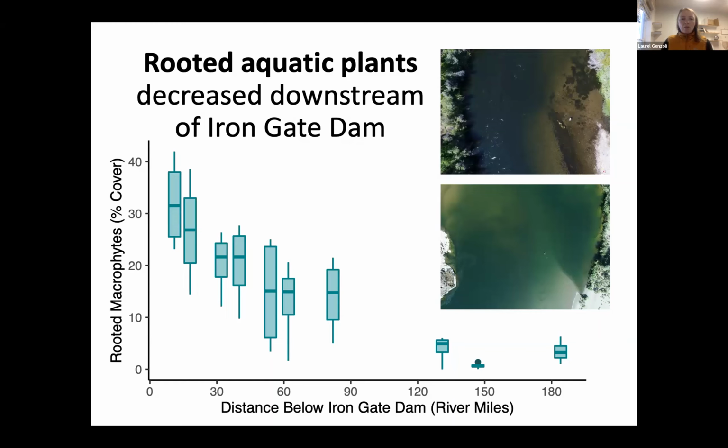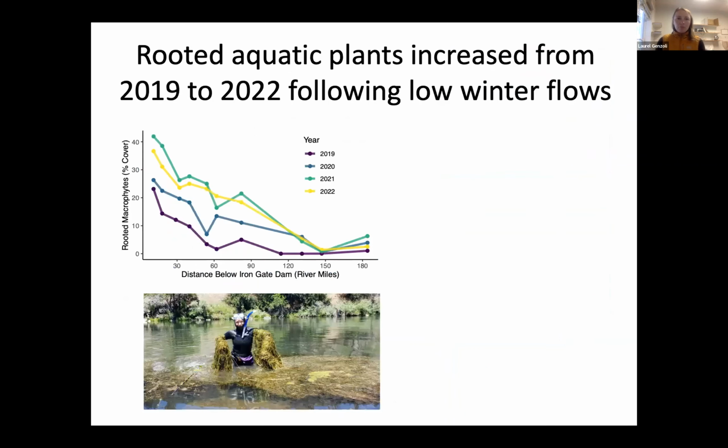We have a really strong longitudinal pattern, where we see that rooted aquatic plants decrease downstream of Iron Gate Dam. And so Iron Gate Dam, or sites closest to the dam, are on the left side of this plot. And as you get to the right, you're looking further downstream, and you can see that there's a consistent decrease in aquatic plants dropping off. But we also see that rooted aquatic plants had different amounts of cover from year to year. They increased from the beginning of our surveys in 2019 up until the most recent surveys in 2022.